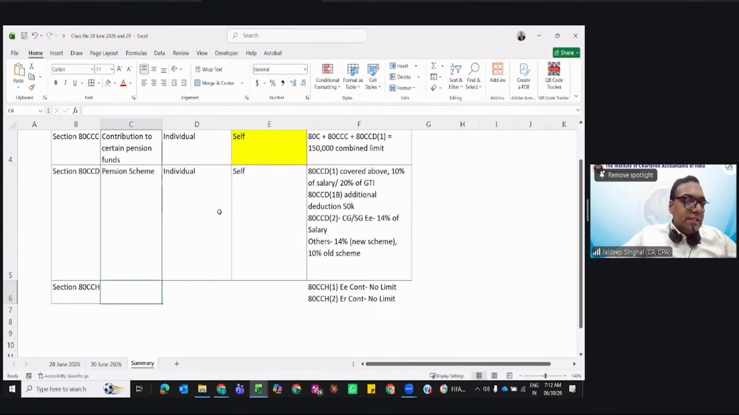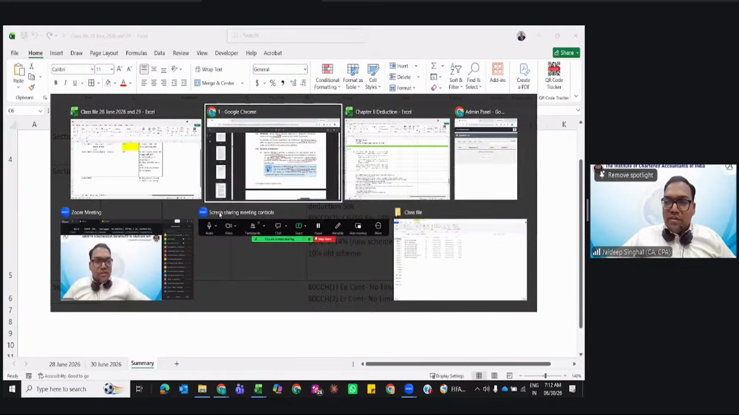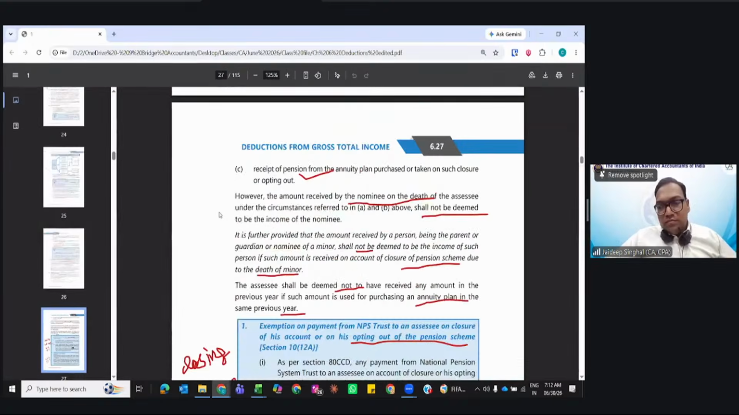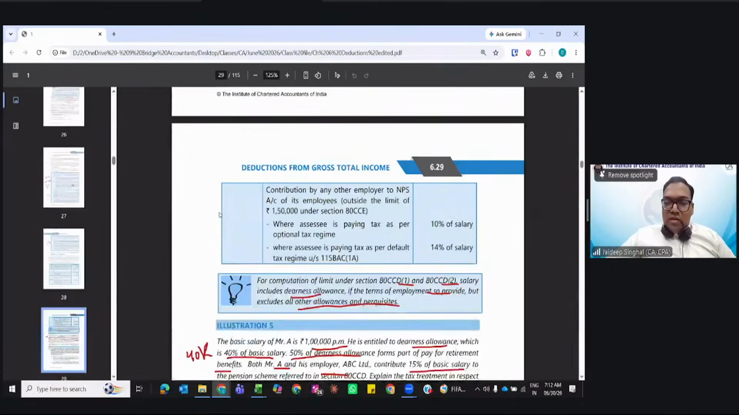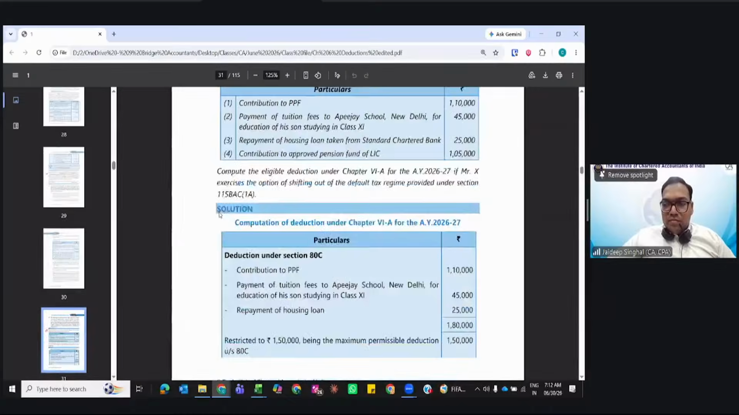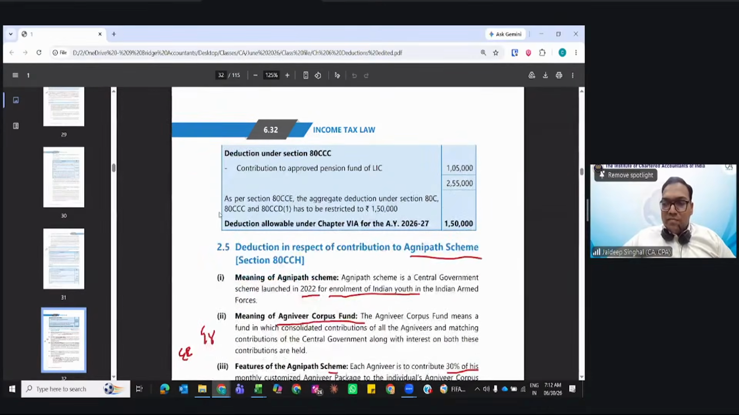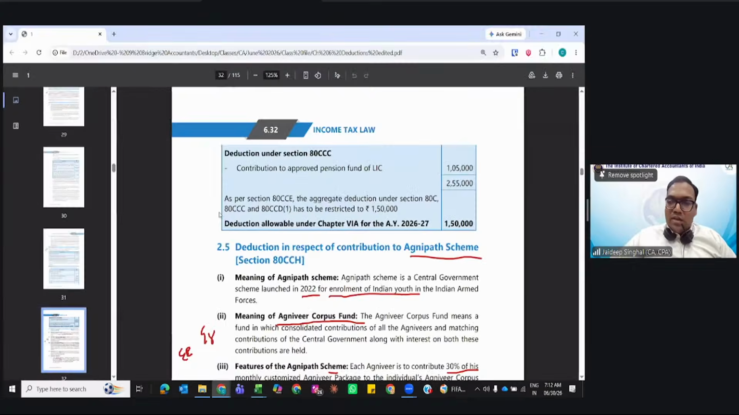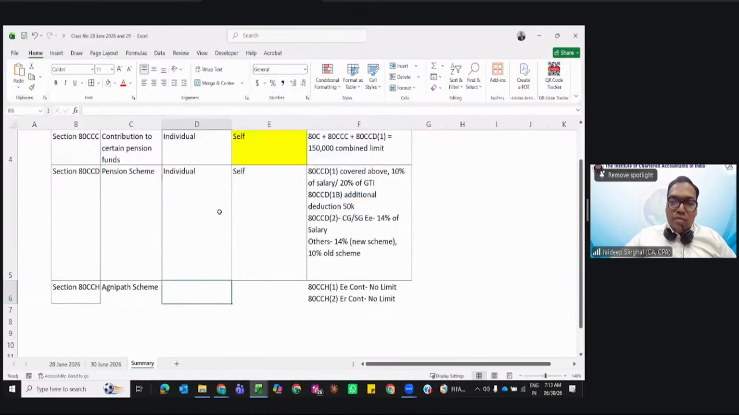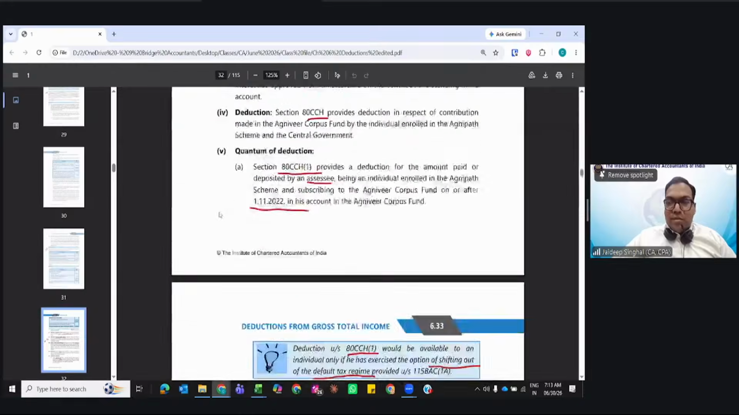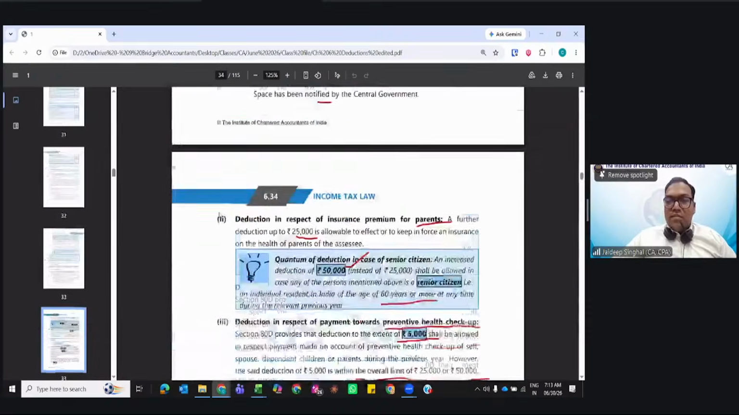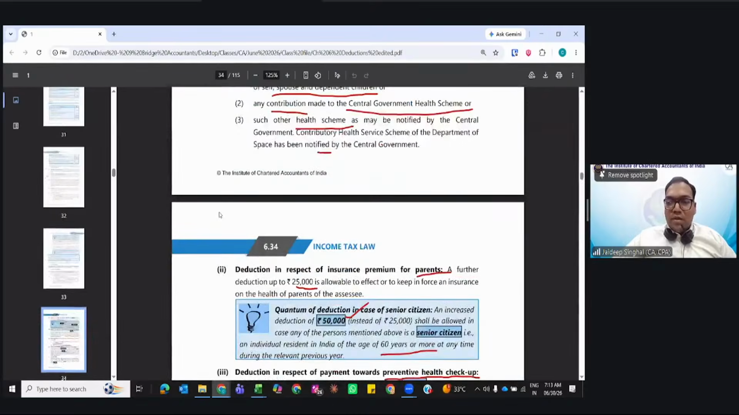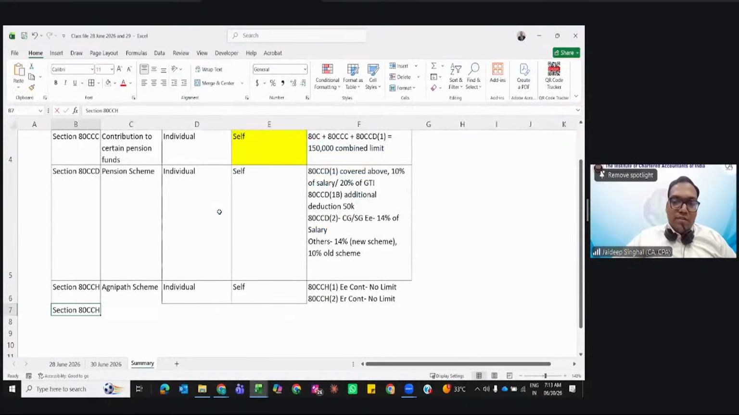80CCH is for the Agniveer Corpus Fund, under the Agnipath scheme. It is again applicable to the individual only, because the individual is doing it for self. Then the next section we studied was 80D, one of the important sections and an examiner favorite multiple times.